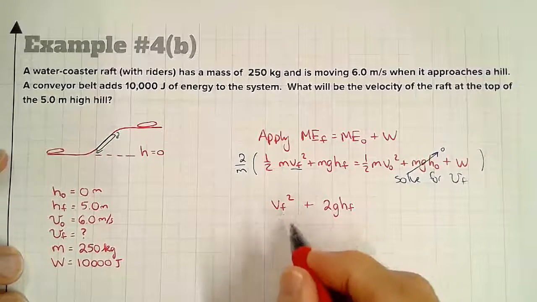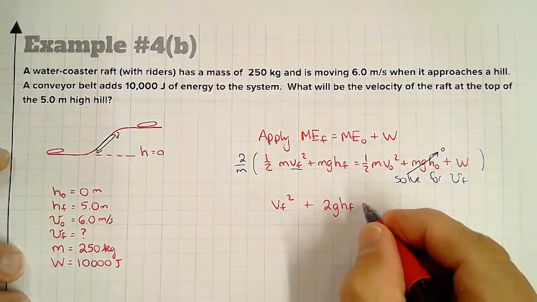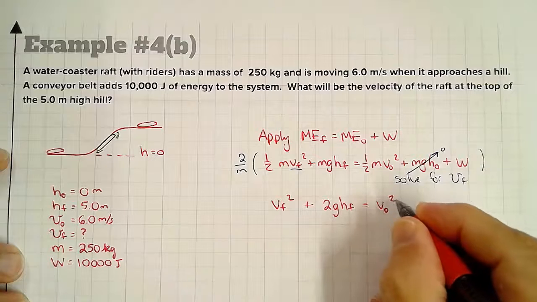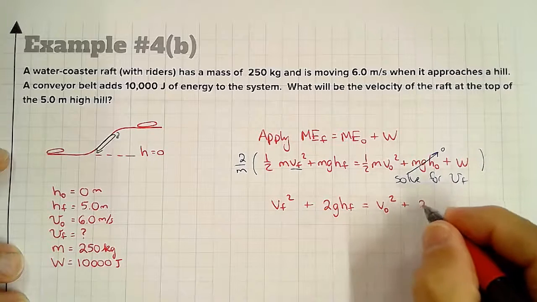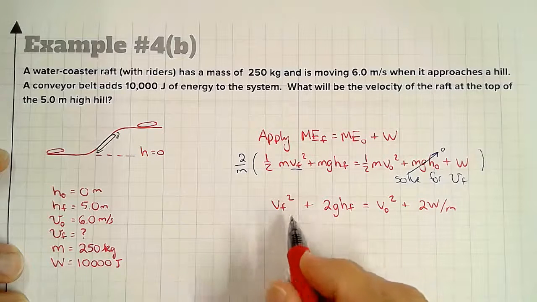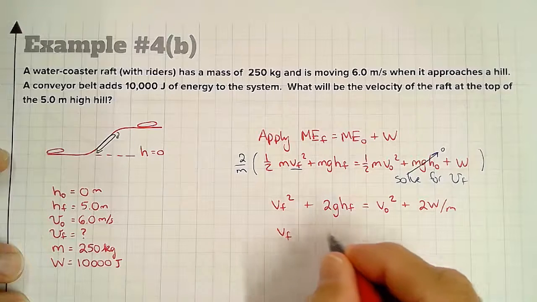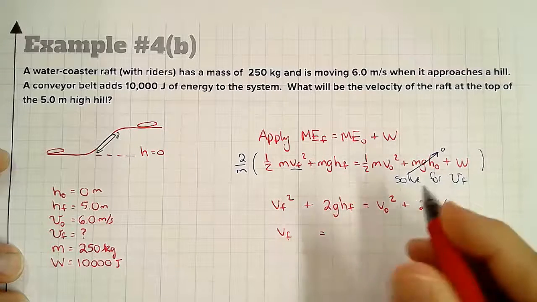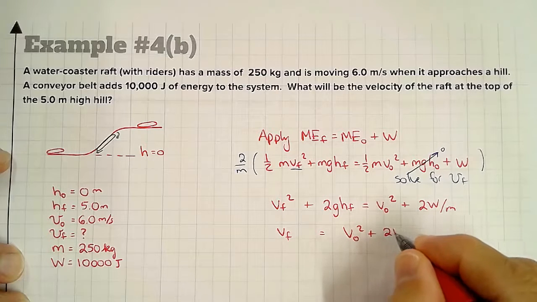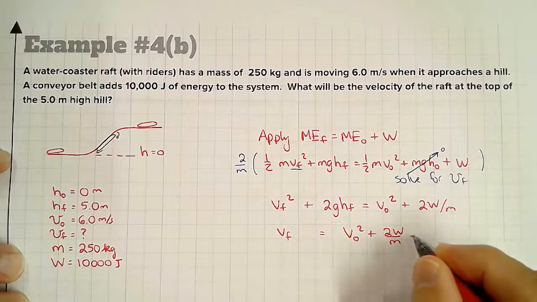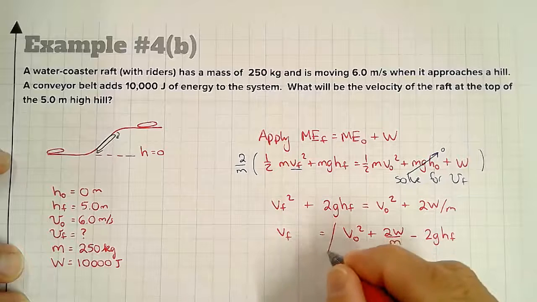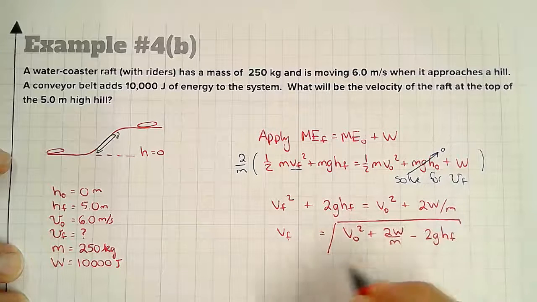So this is the left side of the equation, equals, when I multiply this by 2 over m, I get v initial squared. And when I multiply this by 2 over m, I get 2W over m. Okay? So to solve this, I need to bring this to the other side. So I'm going to get v initial squared plus 2W over m minus 2g h final. And that's the final velocity squared. So I'll get the square root of that.